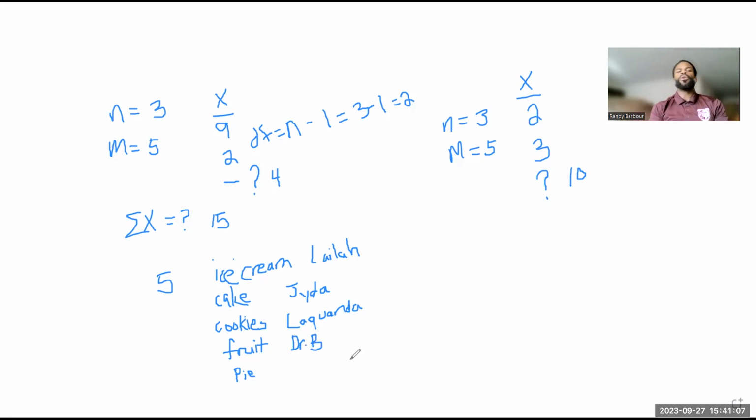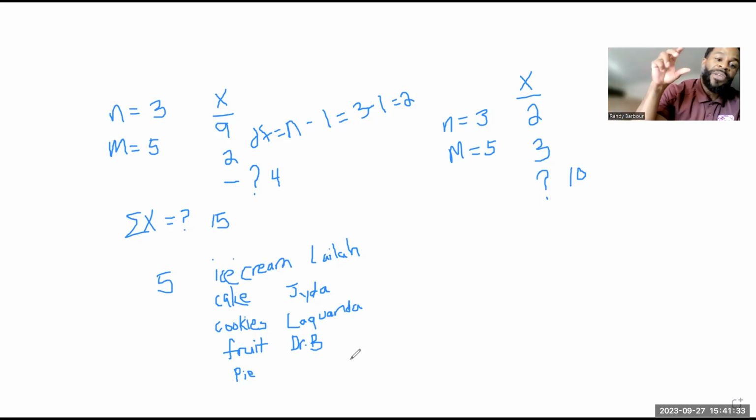All right. So, given that Layla has the ice cream, Jada has the cake, LaQuanda has the cookies, I have the fruit. If I'm giving Wanisha an opportunity to choose something, what does she have to choose? Only thing left is pie, isn't it? That's it, right? That's the only thing she got left.